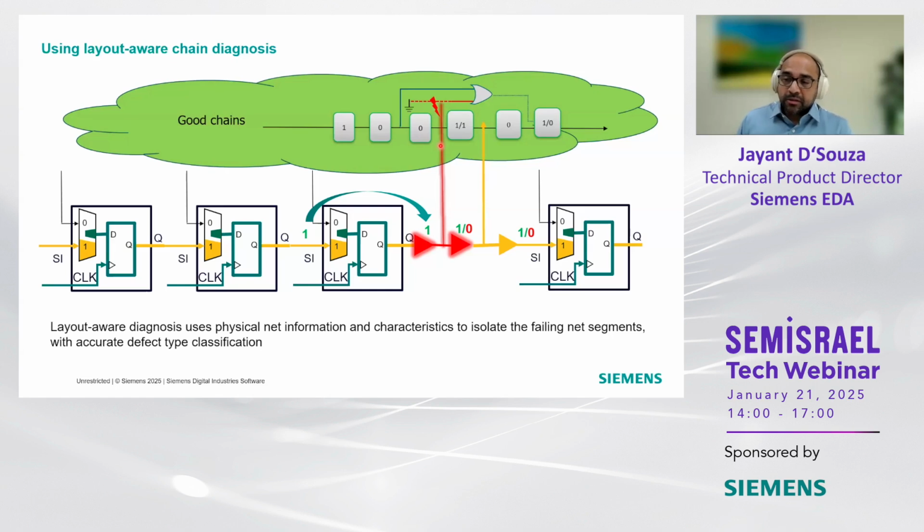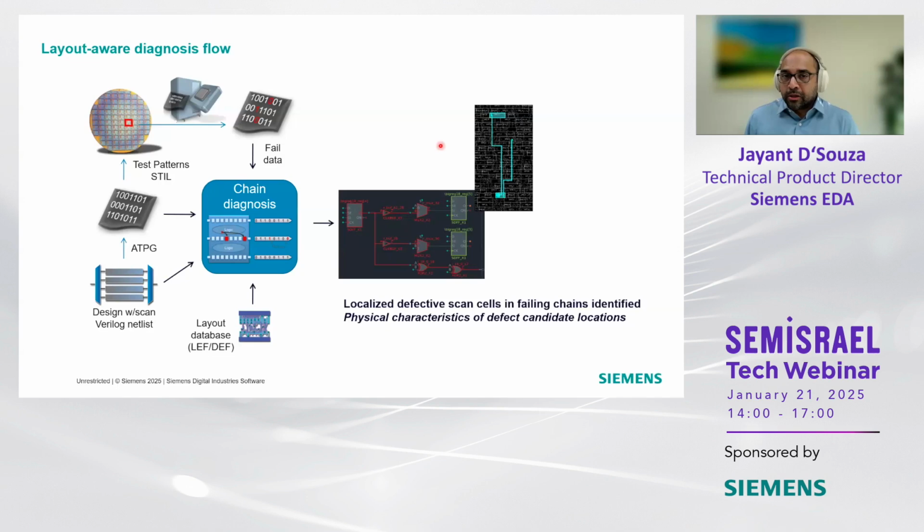So layout-aware diagnosis uses physical net information and characteristics to isolate the failing net segments with accurate defect type classification. It uses the layout database that was used for logic diagnosis, which has all the information even for the chains, and it leverages that information to identify the failing net segments that could be causing the shifting to fail. So the layout-aware chain diagnosis flow is no different from a typical scan diagnosis, logic diagnosis flow that's layout aware. No additional information is needed other than providing a layout database, which already exists in order to do logic diagnosis anyway.